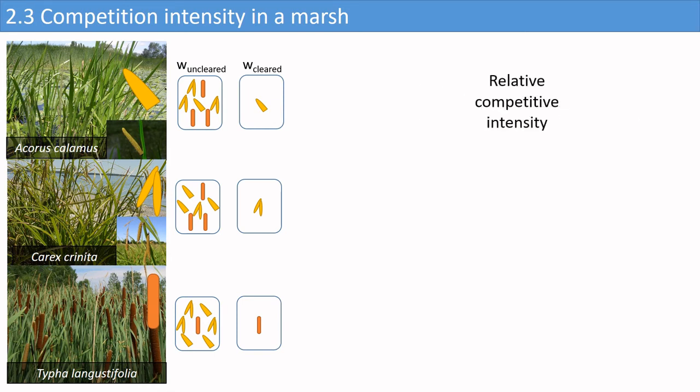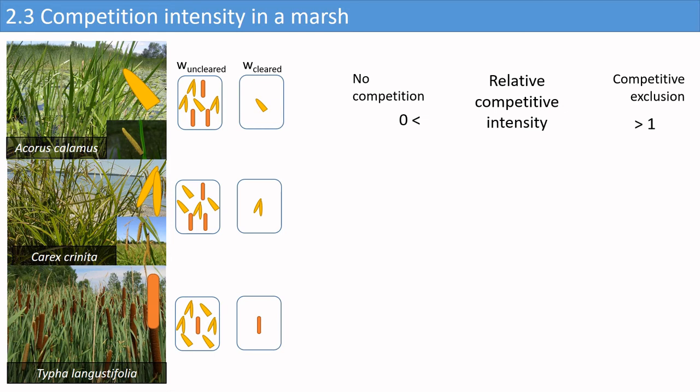It is a number between 0 and 1. If relative competitive intensity is 0, it means that there is no competition, because the performance of the plants in the cleared space and in the densely colonized space is the same. So the difference of these two numbers is zero. Zero divided by anything still remains zero.